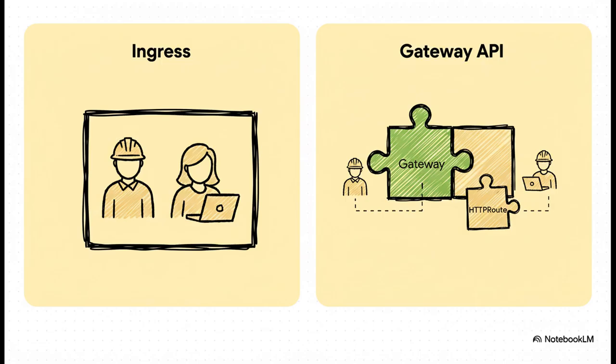Ingress is this one big single resource, and you often have to use all these weird, non-standard annotations to get it to do what you want. The Gateway API breaks this up into different roles, like a Gateway for the cluster operator and an HTTPRoute for the application developer. It also handles both Layer 4 and Layer 7 traffic right out of the box, and has standard ways to do all the cool stuff that used to require those custom annotations.